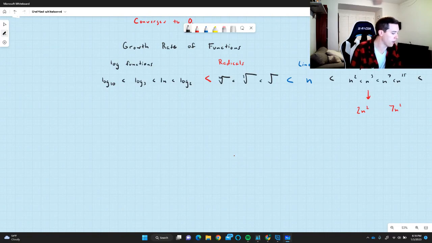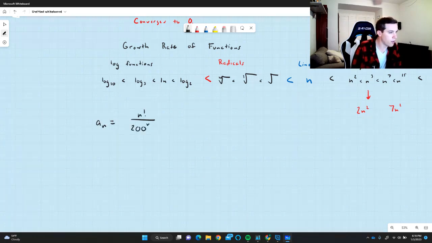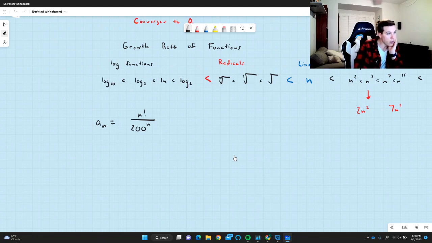Determine if the following converges or diverges. Ready? a sub n equals n factorial over 200 to the nth power. There's no work to do. You just have to know your order of growth rates. If you look at this, factorial is the fastest growing. So as long as the bottom is not a factorial, this sequence is going to diverge, and it does. The top is faster at infinity than the bottom. Factorials grow faster than exponentials.